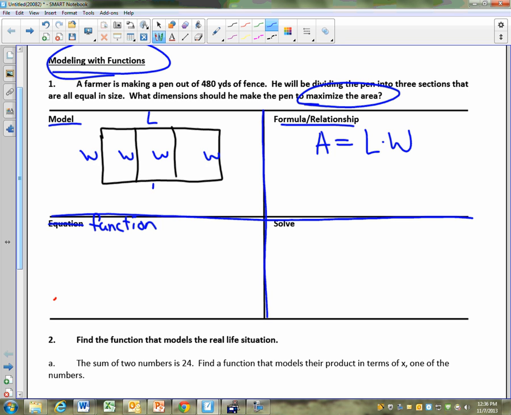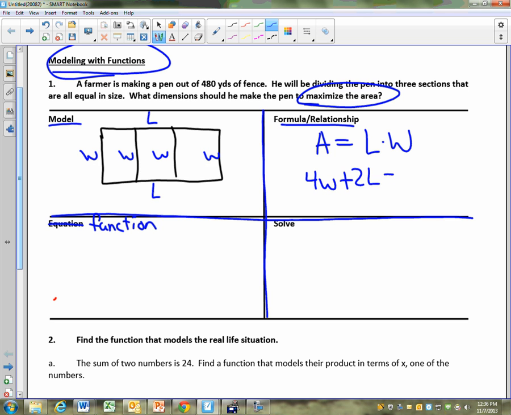The top and bottom would represent L. Now there's a restriction to how big we can make this fence. We only have 480 yards of fencing to use, which is a lot. I mean, that's like 1.5 times a football field. But you tell me this: what's an equation that would relate these L's and W's to our 480 yards of fencing?